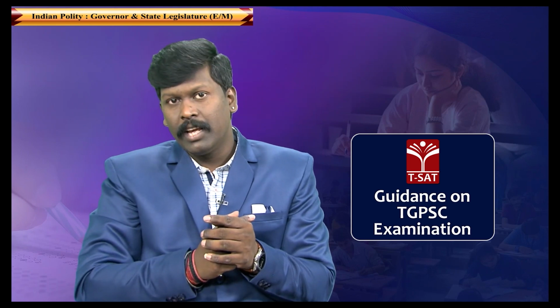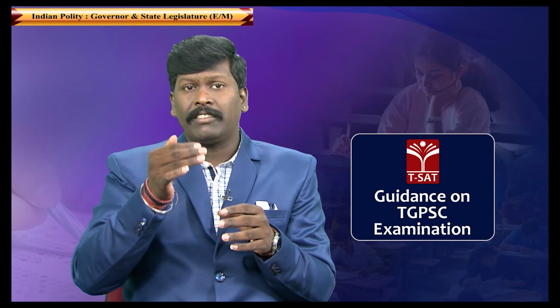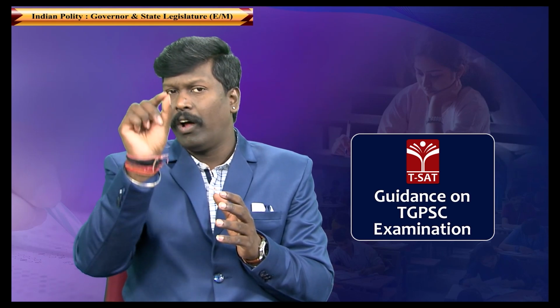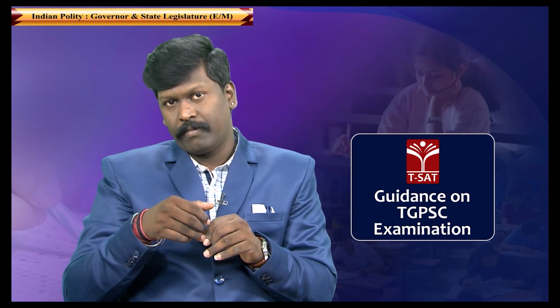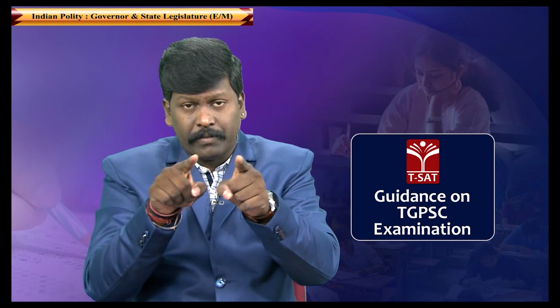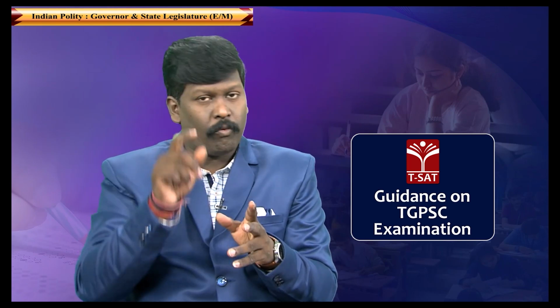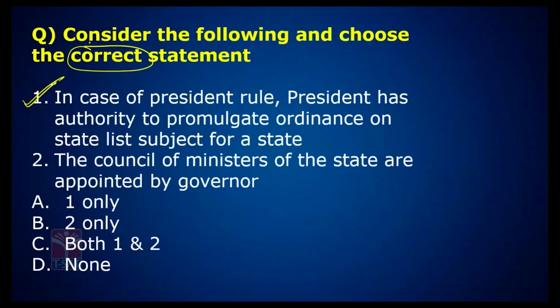Not only that, in normal times, the Governor has the authority to promulgate an ordinance on the state list subjects under Article 213 of the Constitution. Article 213 authorizes the Governor to promulgate an ordinance. But in case of state emergency, the President also has the right to promulgate an ordinance on the subjects which are part of the state list. Very, very important. In case of state emergency or President's rule, the President has the authority to promulgate an ordinance on state list subjects. This is your first statement. Look at the first statement.